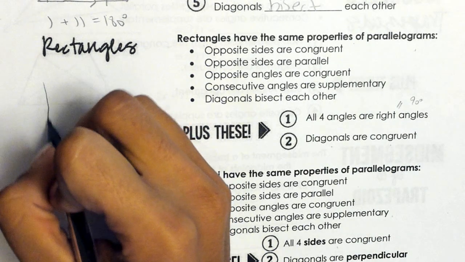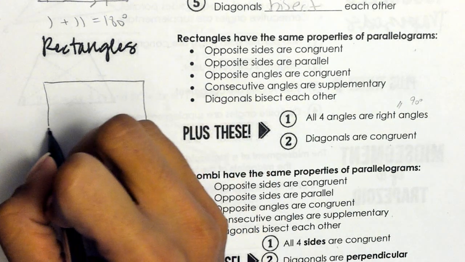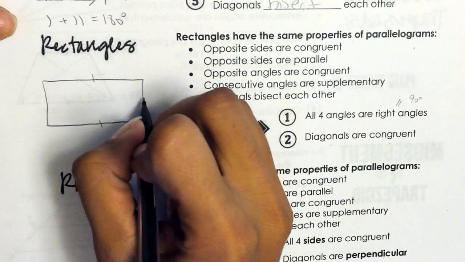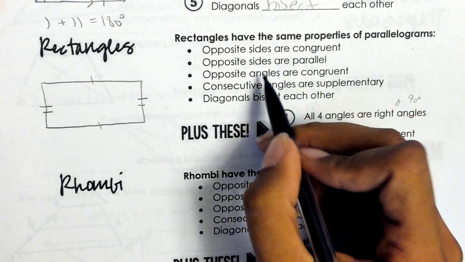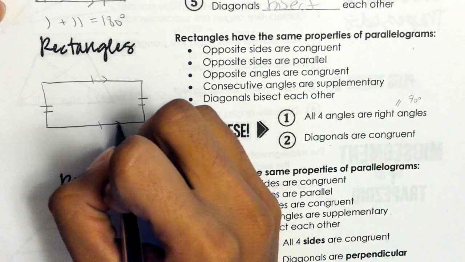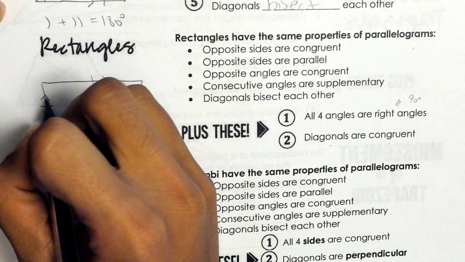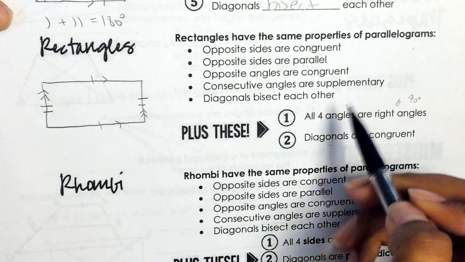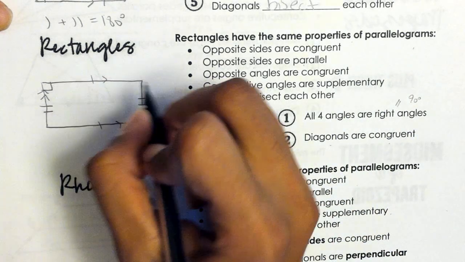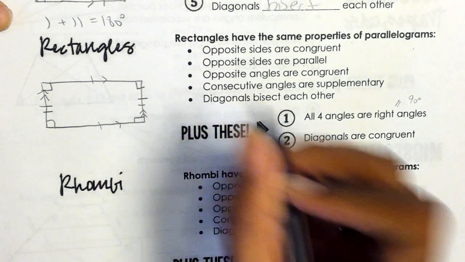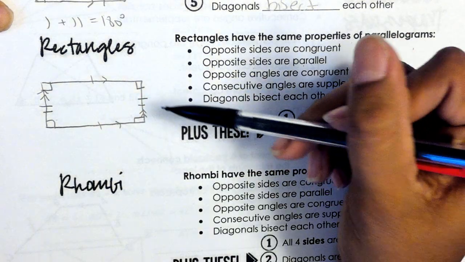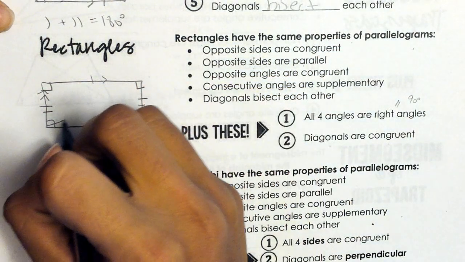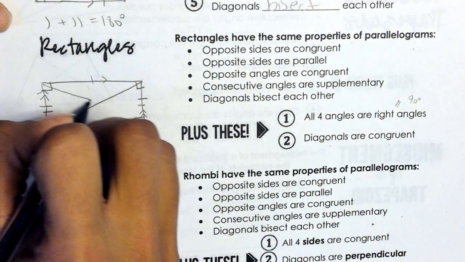So let's go ahead and put this into an actual picture. Okay. So opposite sides are congruent, one, one, two, two. Then we have opposite sides are parallel, so let's put our arrows in there. Okay. Opposite angles are congruent. Now we know all angles here are going to be right angles, so let's go ahead and just put our little boxes. So technically opposite angles are congruent, and technically consecutive angles equal 180. They're supplementary. And then the diagonals bisect each other, which means they cut each other in half.